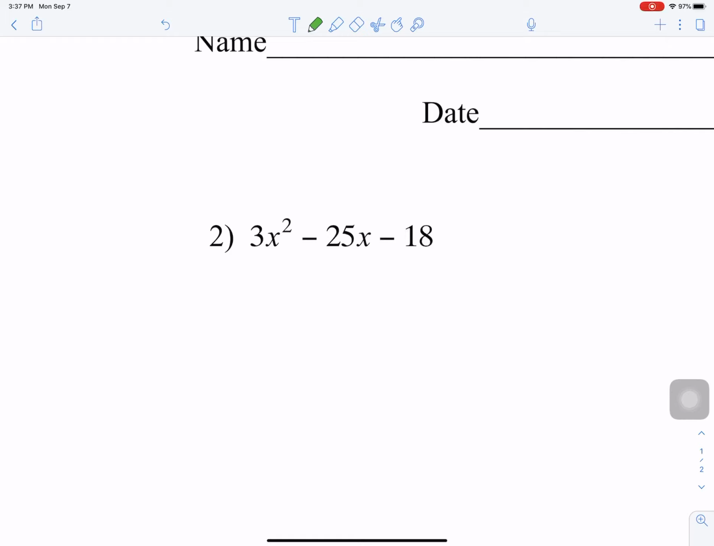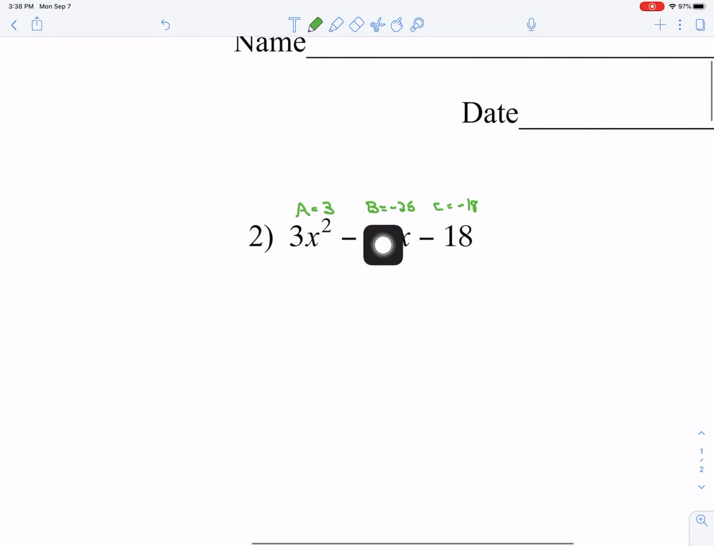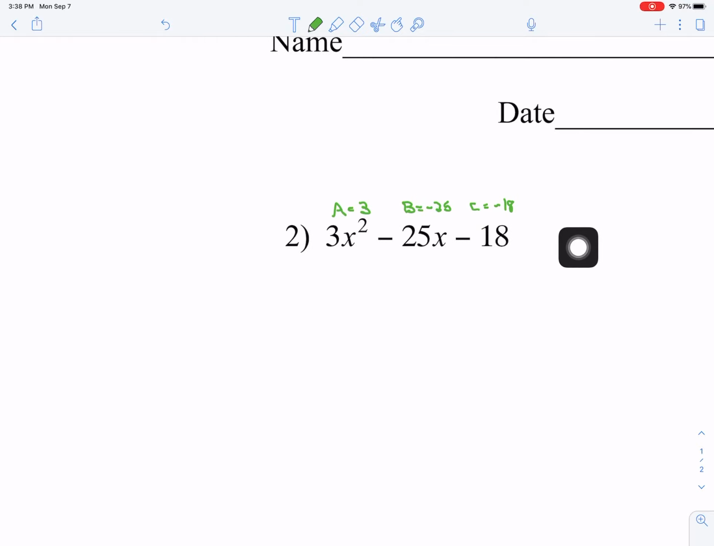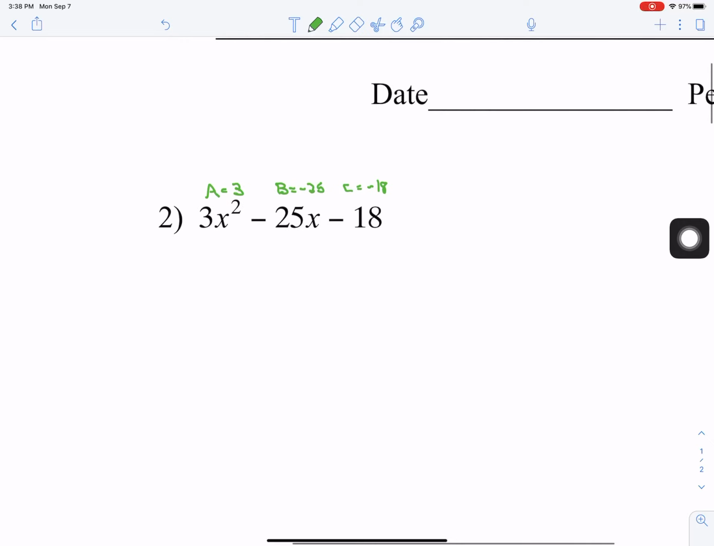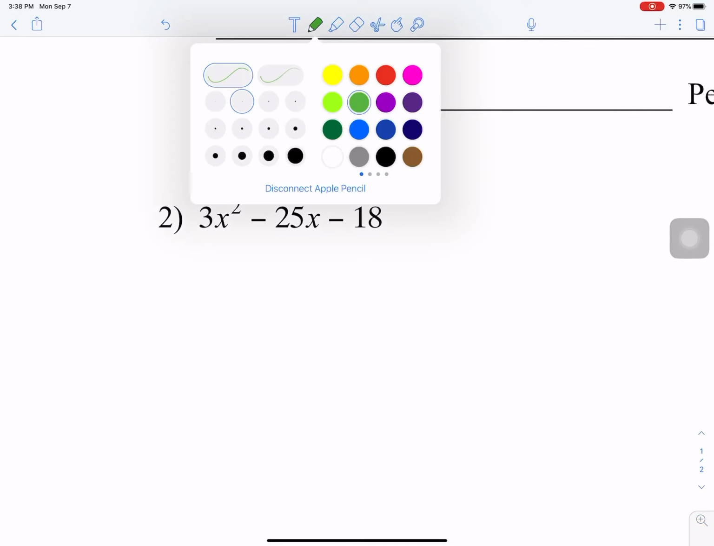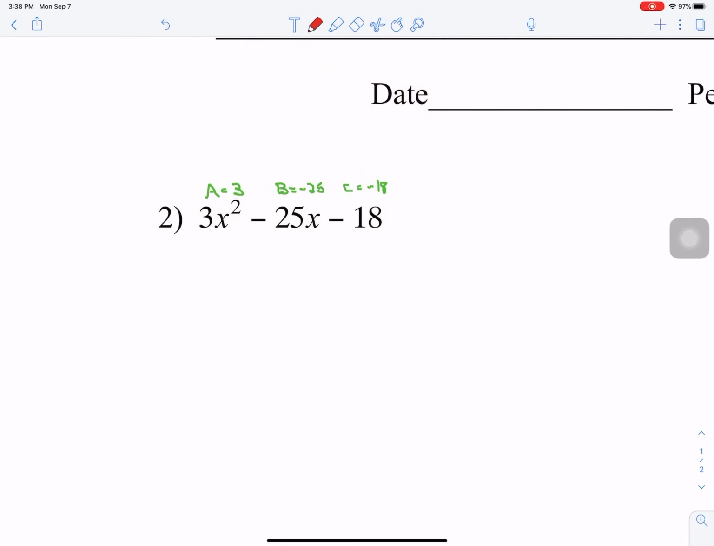First thing we do is identify A, B, and C. A in this case is 3. B in this case is negative 25. C in this case is going to be negative 18. Remember, we're going to look at these three: 3, negative 25, and negative 18. They have no common factor. So now we are ready to multiply A times C. When I multiply A times C, I get the answer of negative 54.